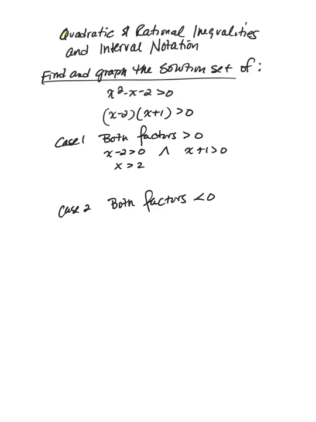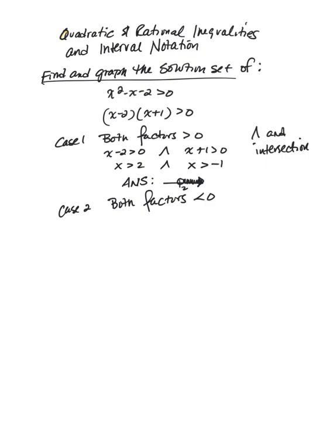So x is greater than 2, and this is the symbol for and, which means an intersection. And x is greater than negative 1. So where do these overlap? They overlap when x is greater than 2. So this answer is x is greater than 2. Okay?